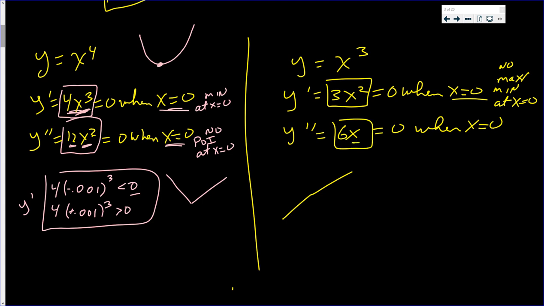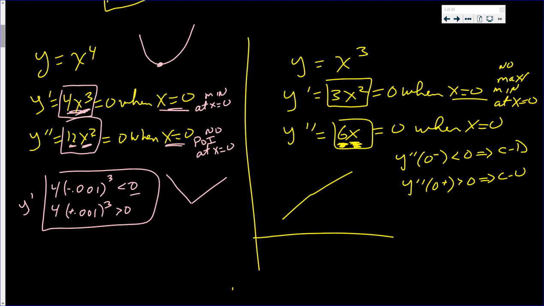If x is a little less than 0, 6 times a negative number is negative. 6 times a positive number is positive. Y double prime at a little less than 0 is going to be less than 0, which means concave down. The second derivative at a little bit more than 0 will be positive because 6 times a positive number is positive, and that implies concave up.